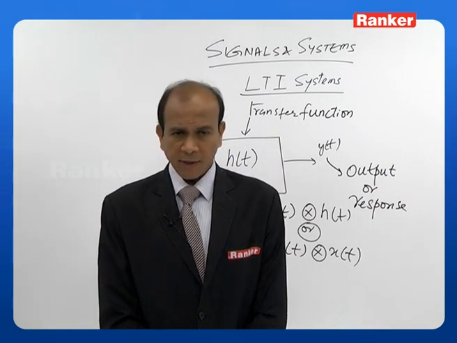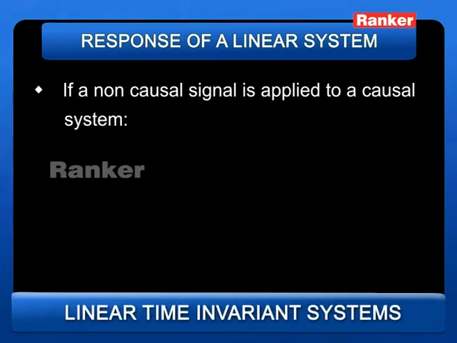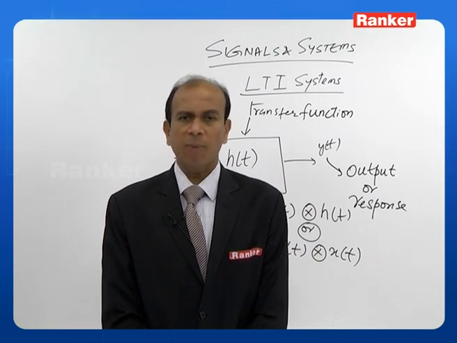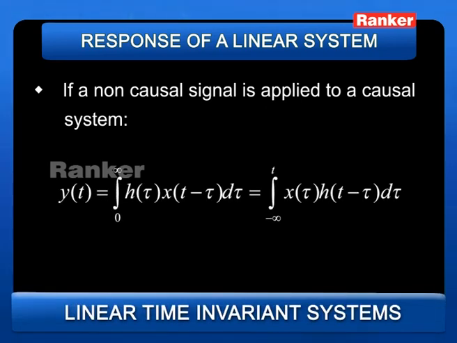Now, let us take up the other case, that is the third case. What does the third case talk about? It talks about a non-causal signal applied to a causal system. So, I have a system which is causal, whereas the input I have applied is non-causal. So, if you look at y of t here, y of t is again the integration of h of tau x of t minus tau d tau, or it will be the integration of x of tau h of t minus tau d tau. Both cases are same.